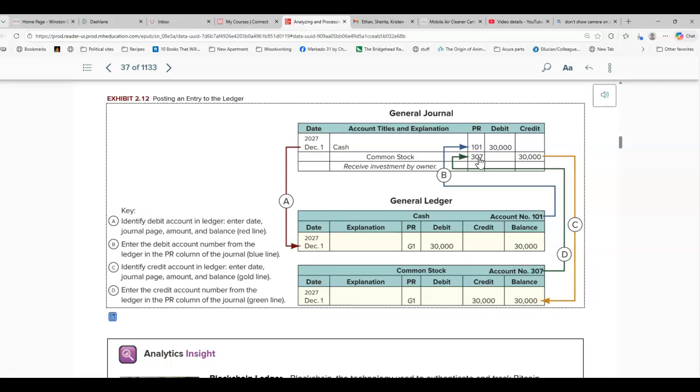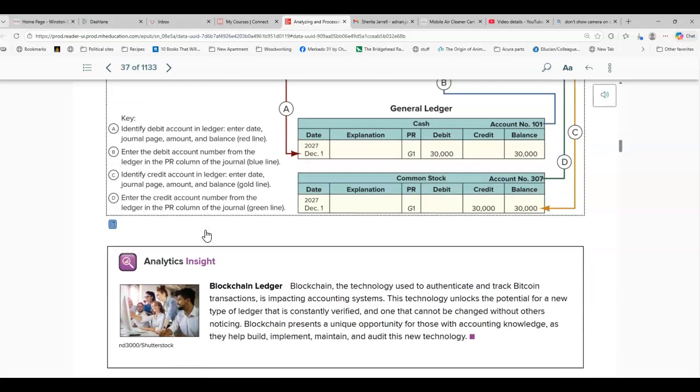I encourage you never to skip when you're posting from the general journal to the general ledger. Don't say, I'm going to post all the cash entries. Don't do that. You will make mistakes that way. Just go post cash, then post common stock, then go to the next entry, record all the stuff, go to the next entry, post. Don't skip around. It will drive you crazy.